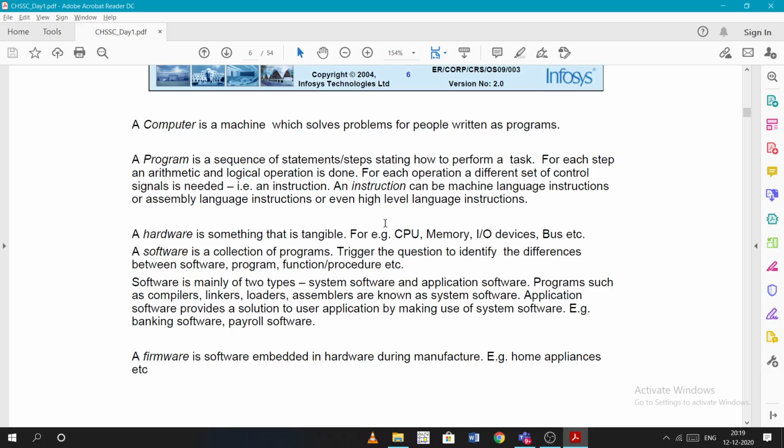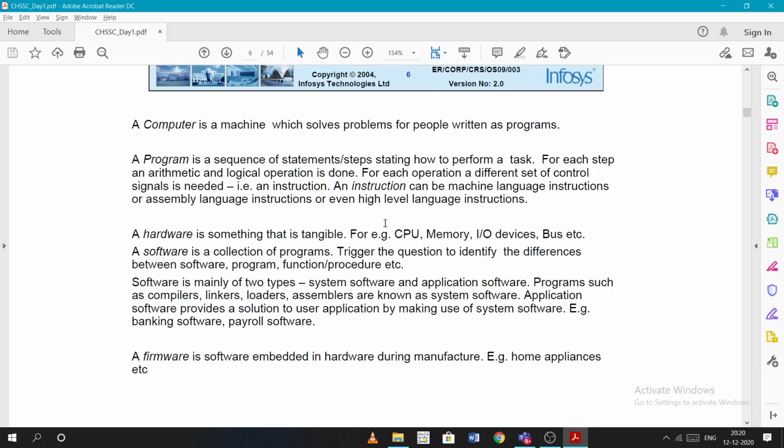So hardware. What is the hardware in this? Hardware is basically something that is tangible, for example CPU, memory, input output devices, bus, etc. Bus is like connecting cords to transfer data. A software is a collection of programs. So it triggers the question to identify the differences between software, program, function or procedures, etc.